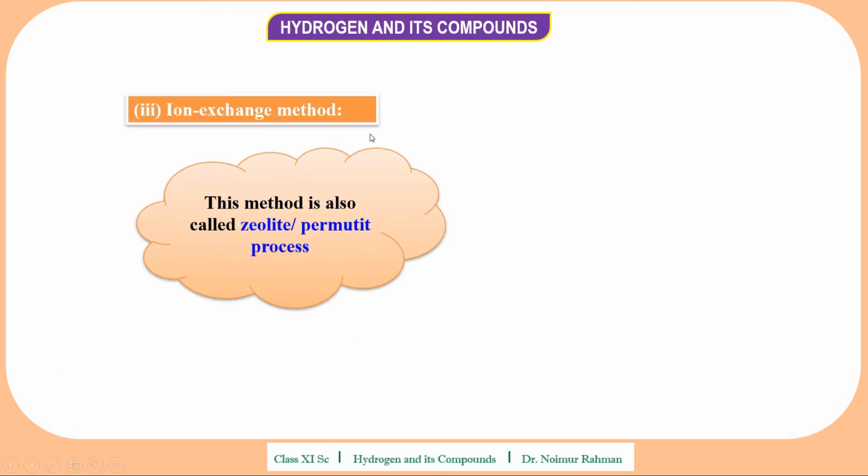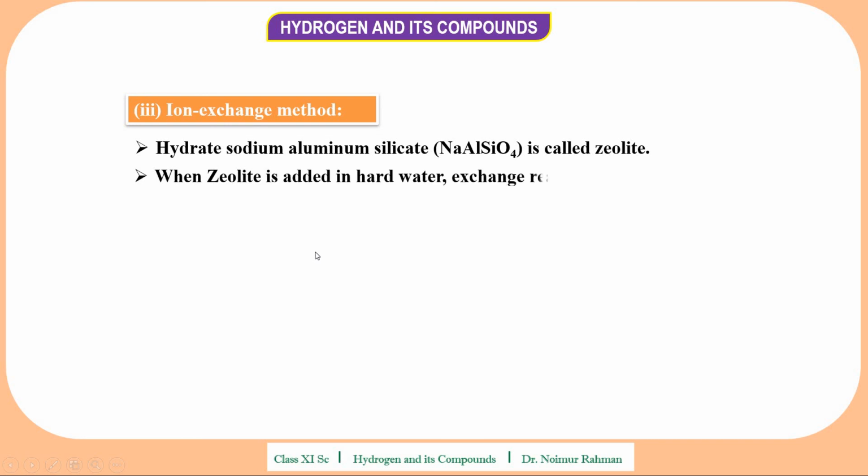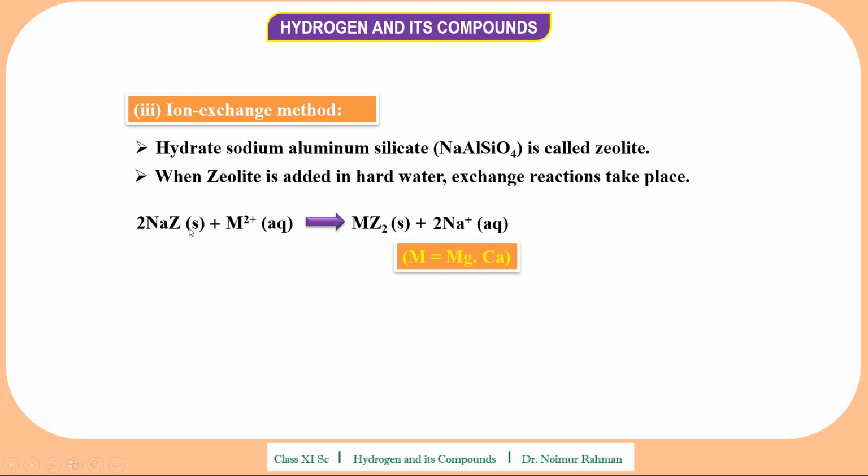Now, the next method is the ion exchange method. This method is also called the zeolite permutit process. Hydrated sodium aluminum silicate, NaAlSiO4, is called zeolite. When zeolite is added to hard water, exchange reactions take place. You can see the reaction, what is happening here, and there is the exchange of the metals. Sodium will be replaced by magnesium ion or calcium ions, thus producing MZ2. It may be CaZ2 or MgZ2.